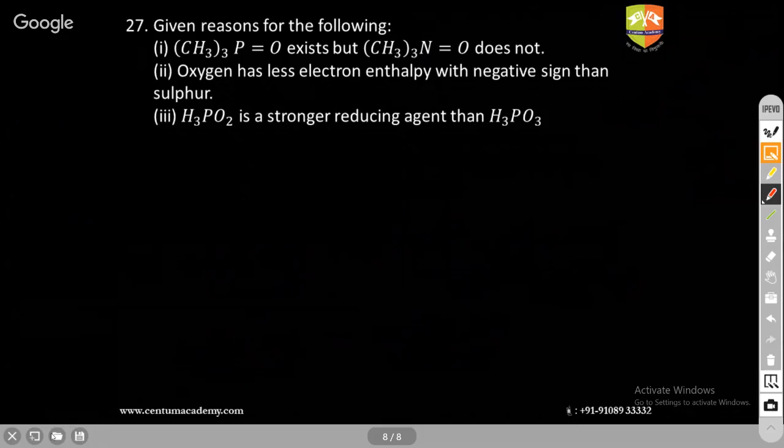Yeah, right. In H3PO2, the oxidation state of phosphorus is +1, and that of phosphorus in H3PO3 is +3. So in H3PO2, it has more tendency to increase its oxidation state, right? And can easily get oxidized and act as a reducing agent. So the reducing behavior of H3PO2, since it has lower oxidation state, is more than that of H3PO3. Okay, next question.